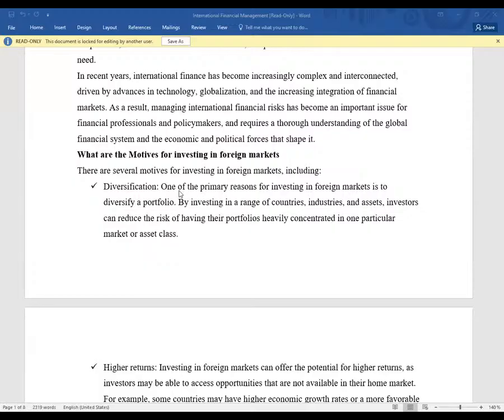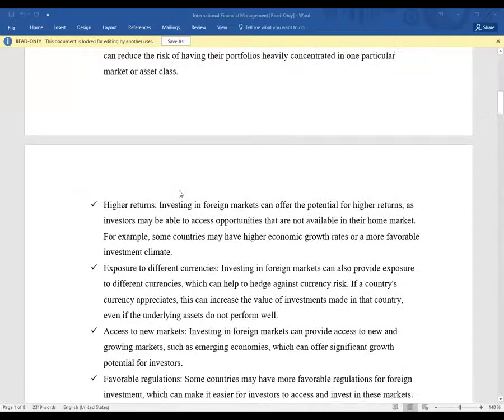Look at a big country like Congo. Congo is a huge country. But because of internal conflict, if you had put all your eggs in Congo, then you lose. Diversification, yes. Higher returns.